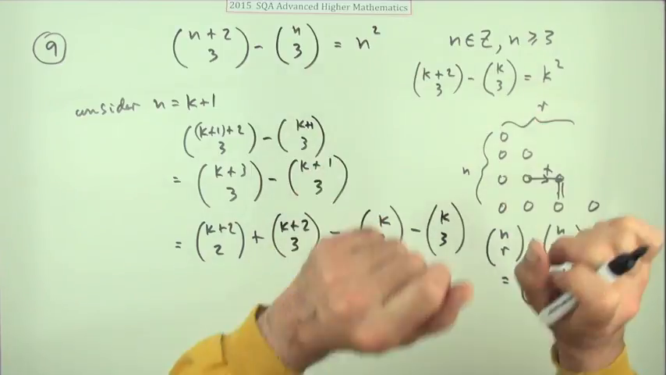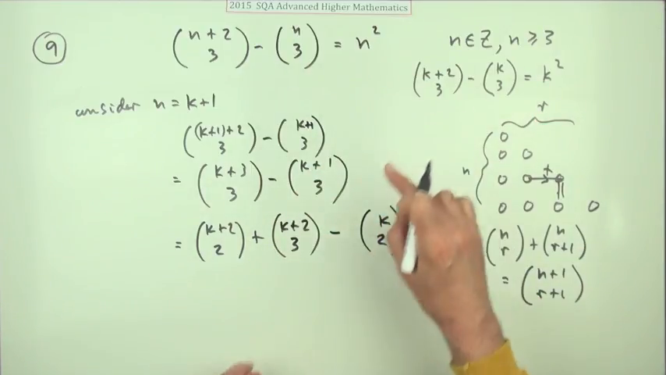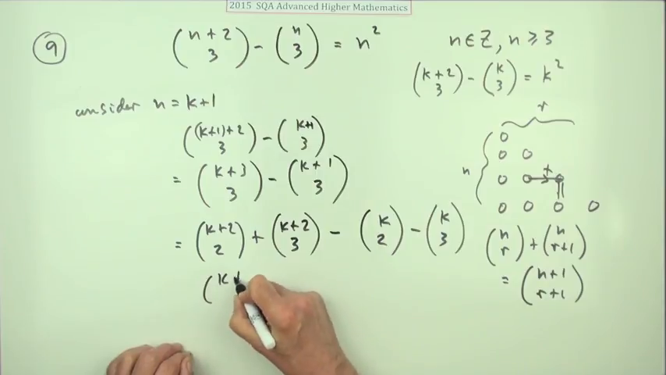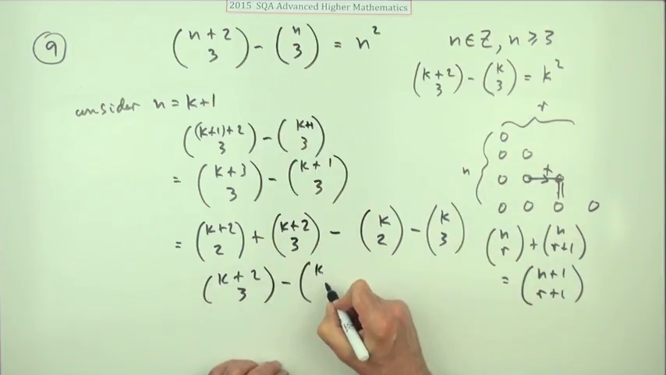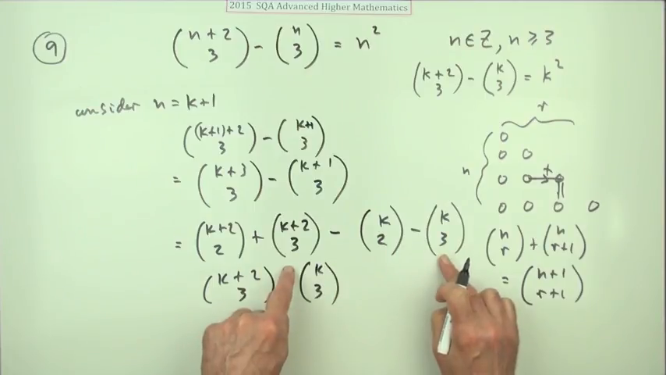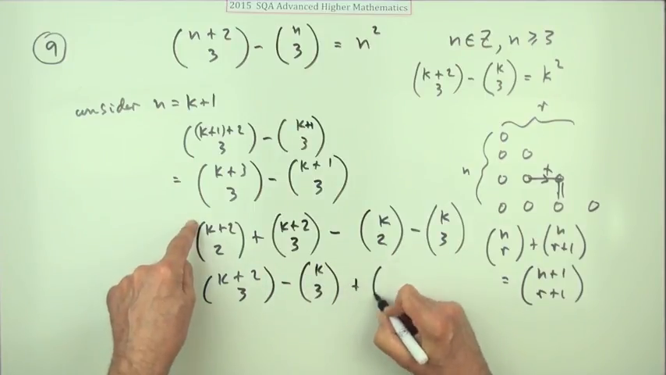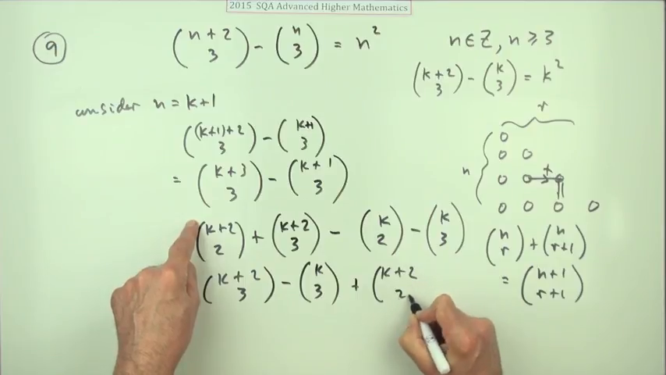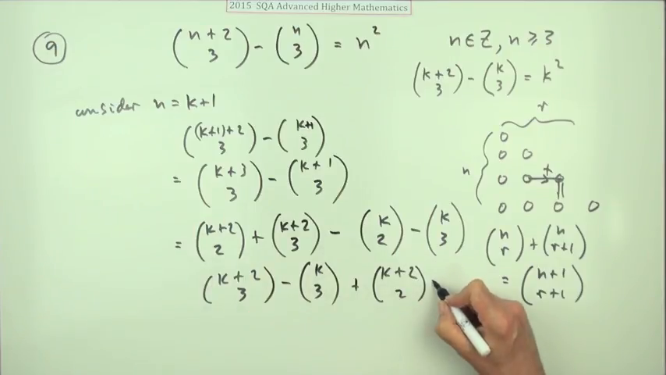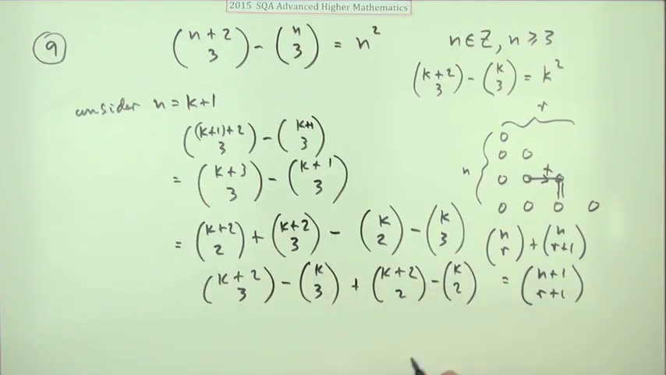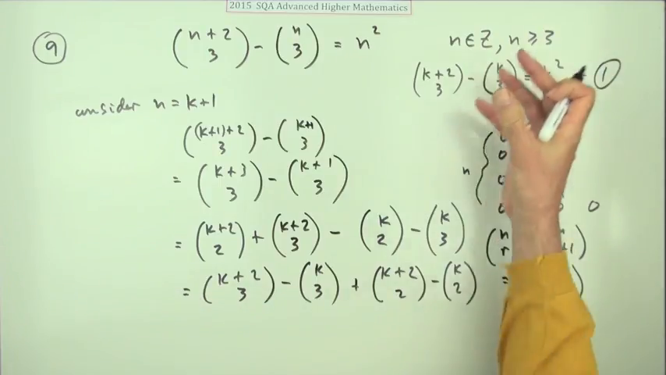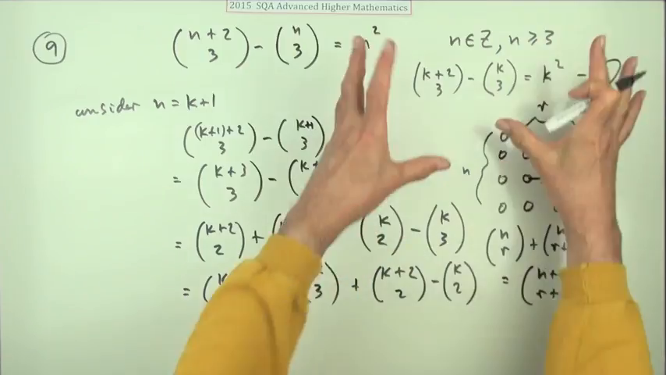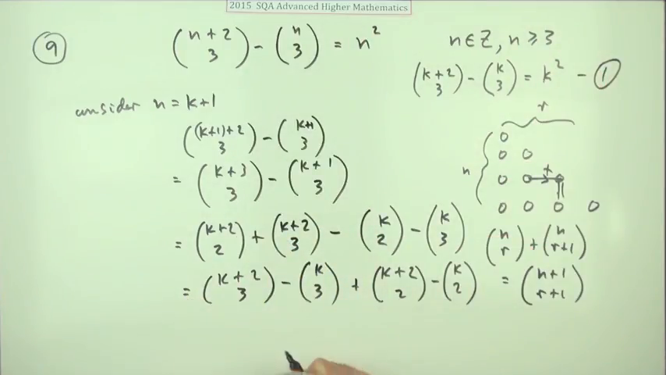Now I can recreate that here. So I've got my k plus 2, 3, and my take away k3, that's those two parts, but I've still got my k plus 2 and minus my k2. Whereupon I'll now call in my trump card. I'll call in the inductive hypothesis to change this into simply k squared.